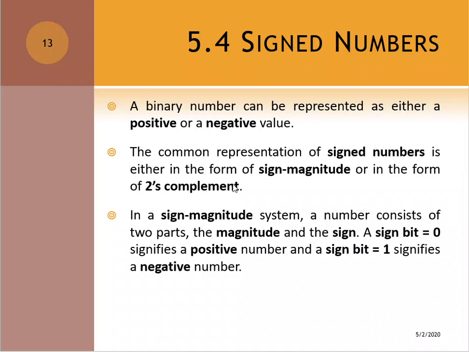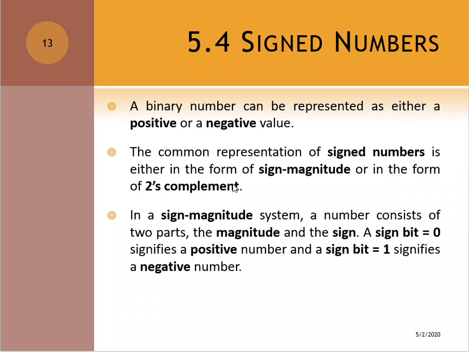So try to recall back. When we learned chapter 1, we assumed that all numbers are positive, right? So we did not mention negative numbers. Actually, a binary number can be represented as either a positive or negative value. The common representation of signed numbers is either in the form of sign magnitude or in the form of two's complement. So we have two approaches to represent signed numbers, the numbers that have positive or negative values.